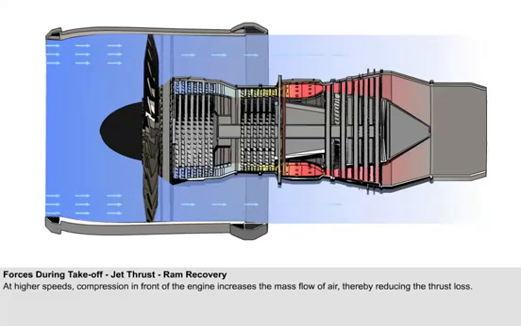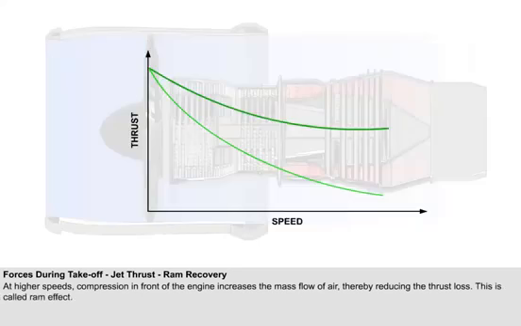When the aeroplane reaches speeds in excess of 0.2 Mach, then the air ahead of the engine starts to compress, increasing the air density and therefore the total mass of air flowing through the engine. As a result, this helps to limit the loss of thrust caused by intake momentum drag. This thrust recovery is called ram recovery or ram effect.